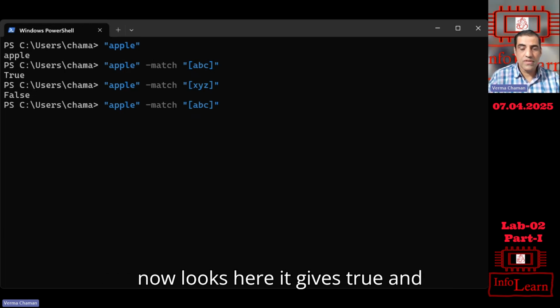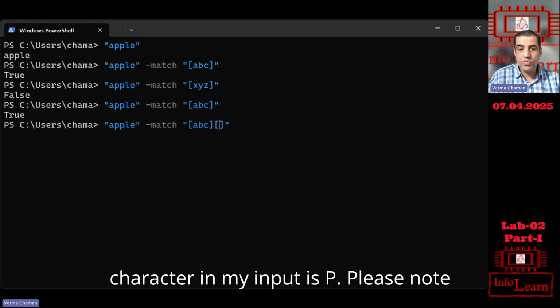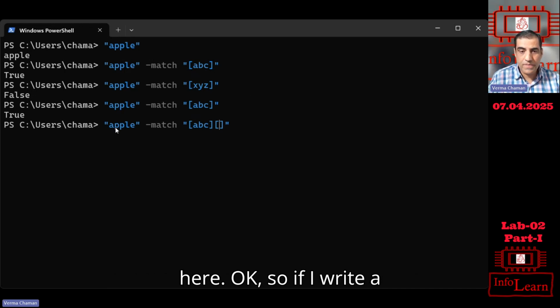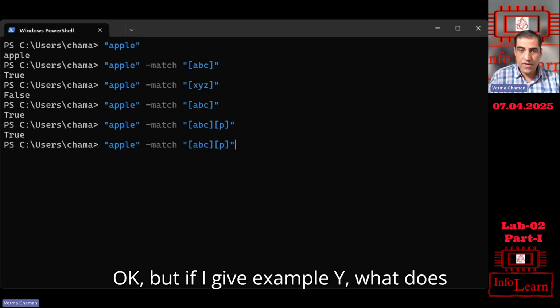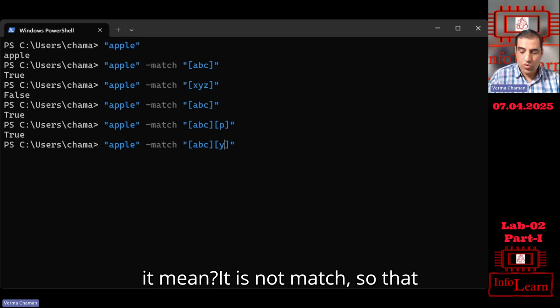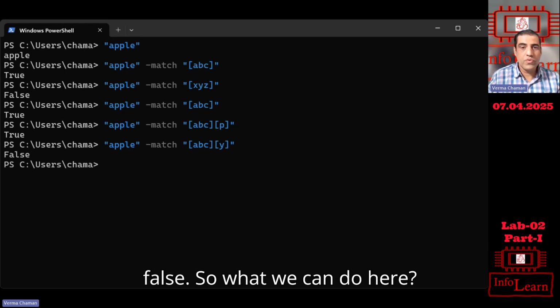Now it gives true for the second character. The second character in my input is P. Please note here, if I write P, then it should give the answer true. But if I give Y, it is not a match, so that is false.